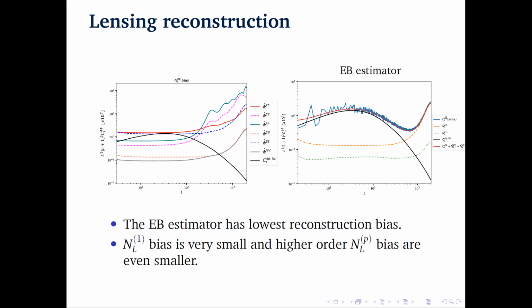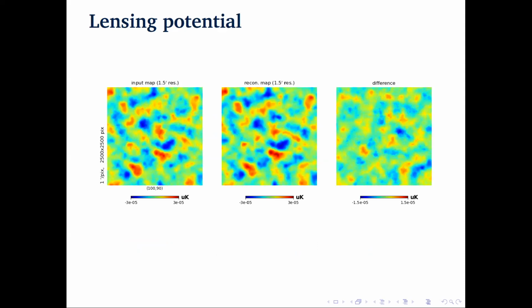By N0 and N1, I mean that in the expansion we did for this quadratic estimator, there are different order biases. This N0 bias is the most dominant one in the reconstruction noise, and the higher order N1 or higher biases are very small compared to the N0 bias. So we add up the theoretical power spectrum, the N0 bias, and the green N1 bias, and we get an agreement with the reconstructed lensing power spectrum.